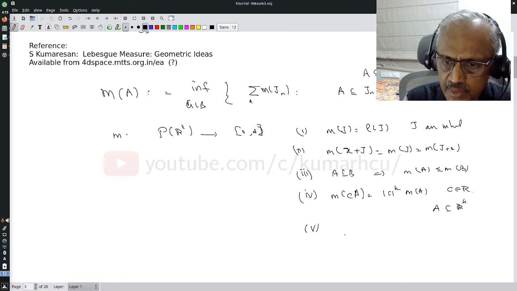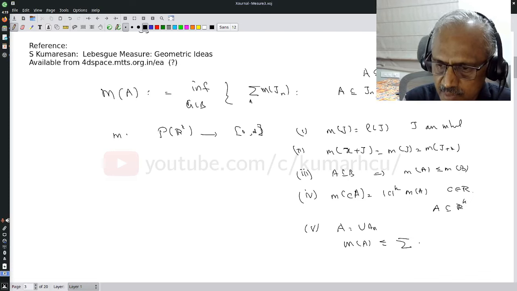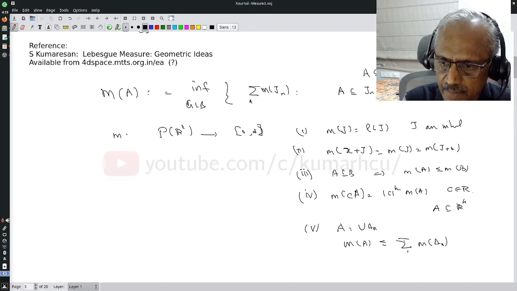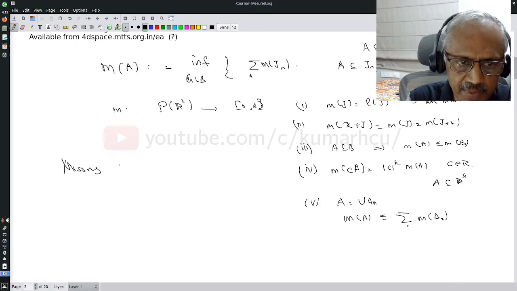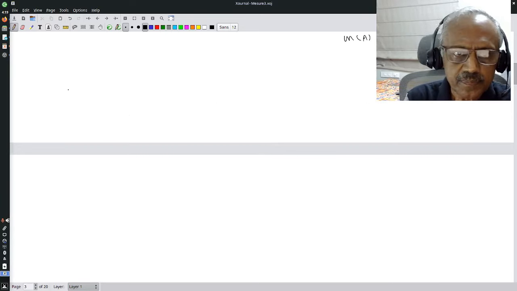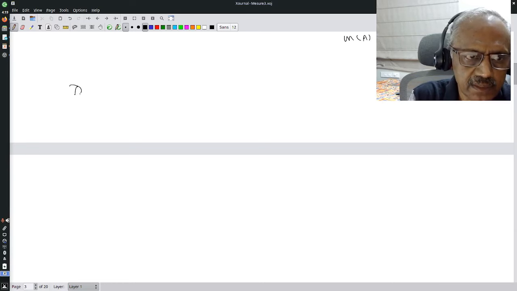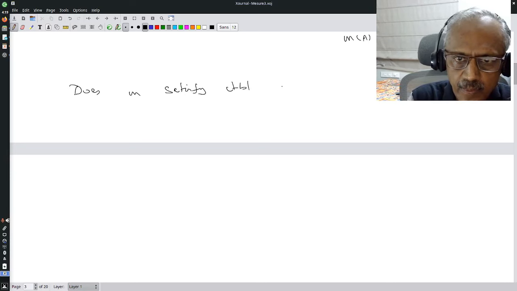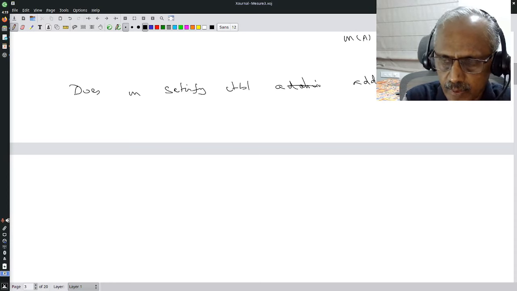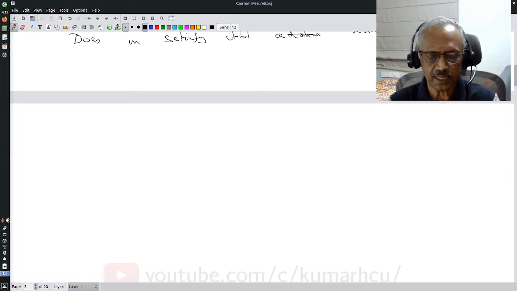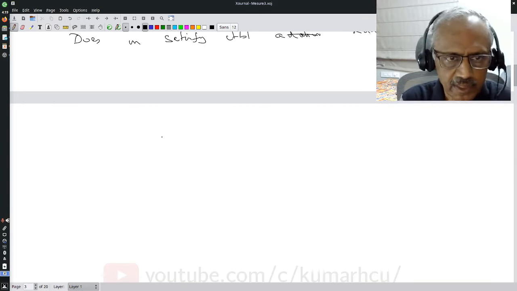And we can also prove, equivalently, that if A equals the union of A_n, then measure of A is less than or equal to the summation of the measure of A_n. All these things can be proved. What is missing is countable additivity. So we are going to claim, does m satisfy countable additivity? I will not go into too much detail, but this article of mine will give it, and later we'll also learn that in much more detail.